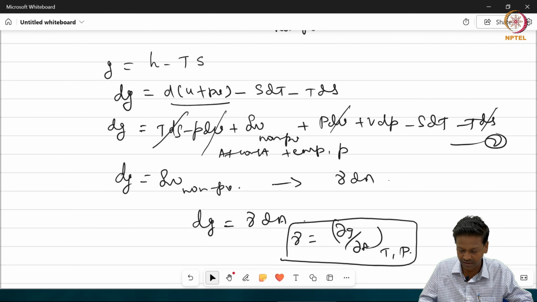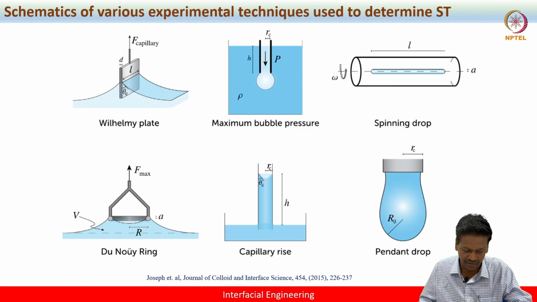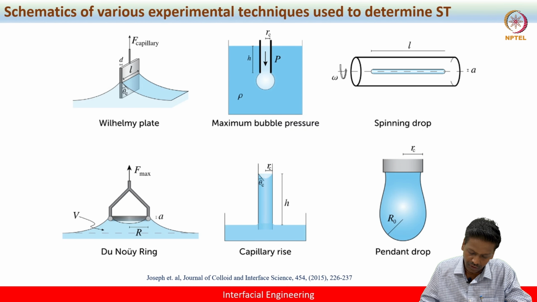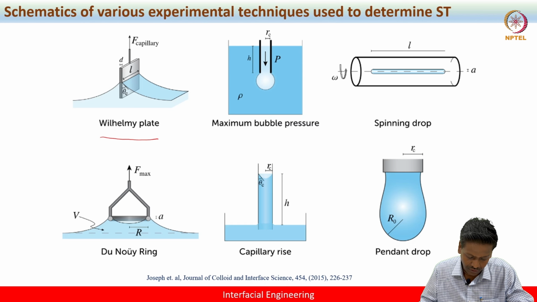We can find gamma as gamma is nothing but dou G by dou A at constant temperature and pressure. Now we will look at the different types of measurement techniques that are available to determine surface tension. There are at least a couple of them that are quite often used, but many are being proposed from time to time. So we can name some of them here.